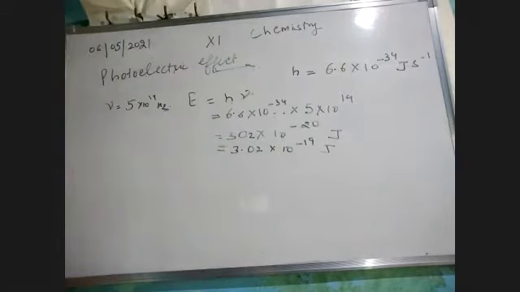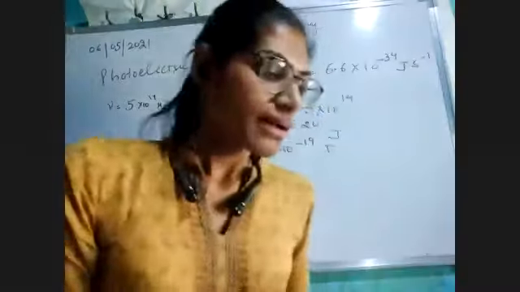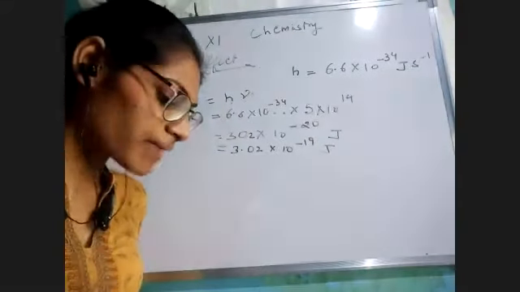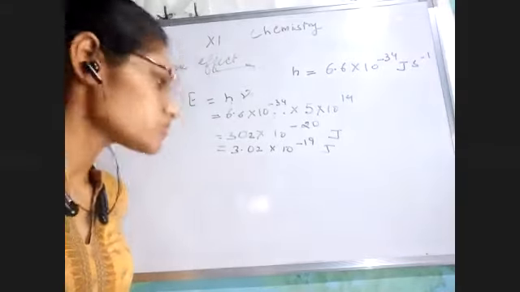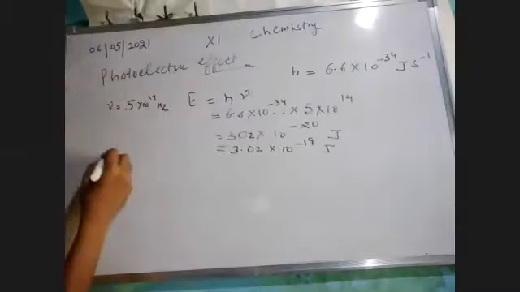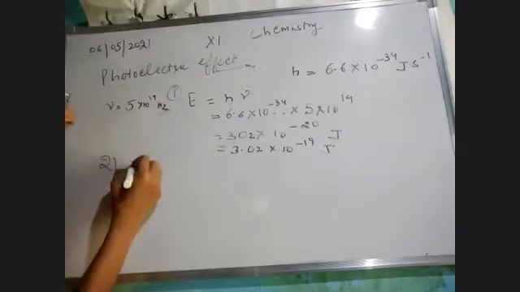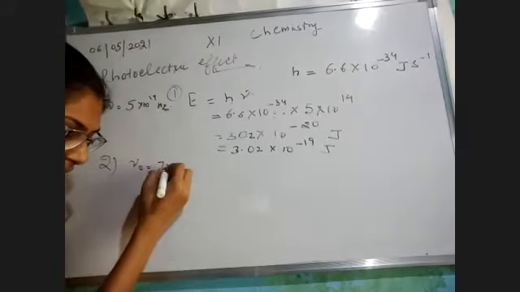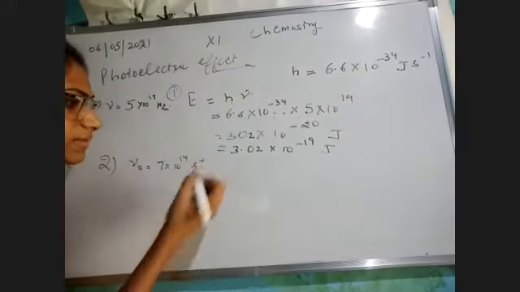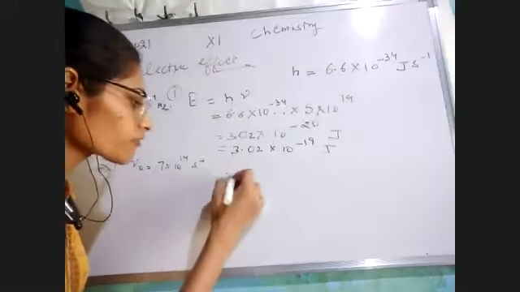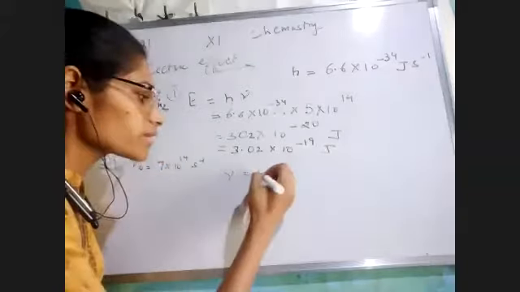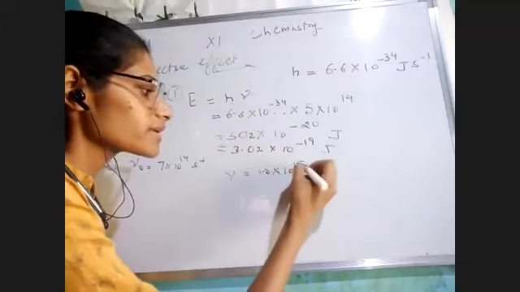Last one, let's discuss the numerical based on the threshold frequency. Problem number 2.9 given in your NCERT book. The threshold frequency nu naught for a metal is 7 into 10 raised to power 14 per second. So the nu naught is given as 7 into 10 raised to power 14 per second, and the frequency of the radiation incident on the metal is 1.0 into 10 raised to power 15 per second.